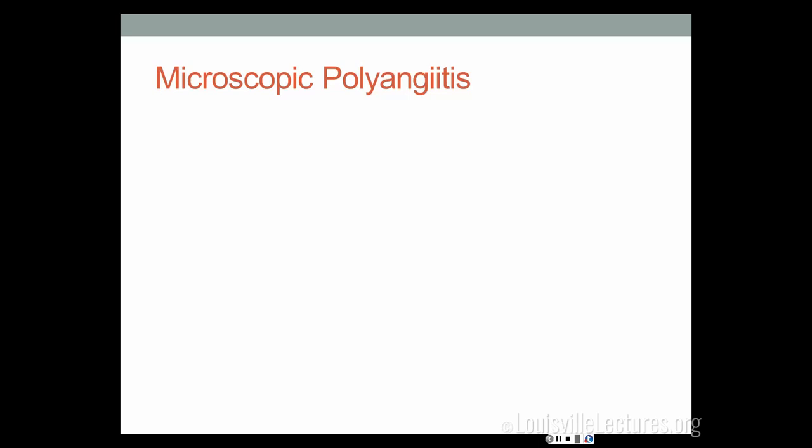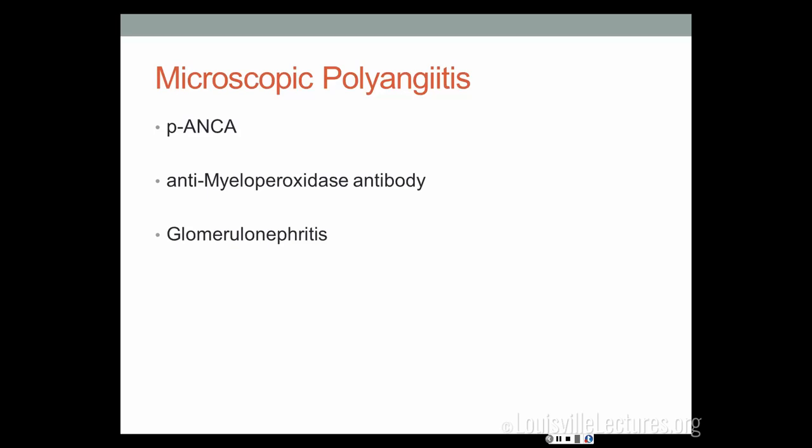And then its cousin is MPA, Microscopic Polyangiitis. It's very similar, except it has the P-ANCA pattern, which we already mentioned, and it has the anti-myeloperoxidase antibody, typically giving you that pattern. It's also a pulmonary renal syndrome. In fact, higher rates of glomerulonephritis with MPA rather than with Wegener's. But otherwise, everything I just said for GPA applies to MPA.